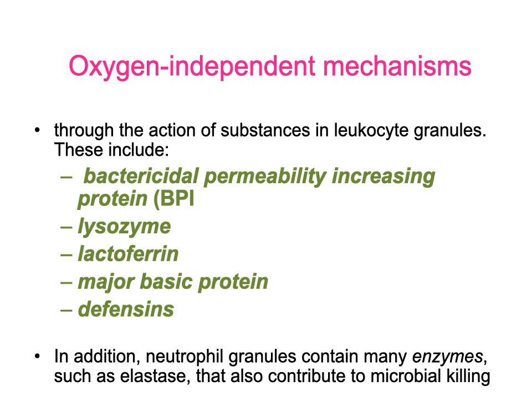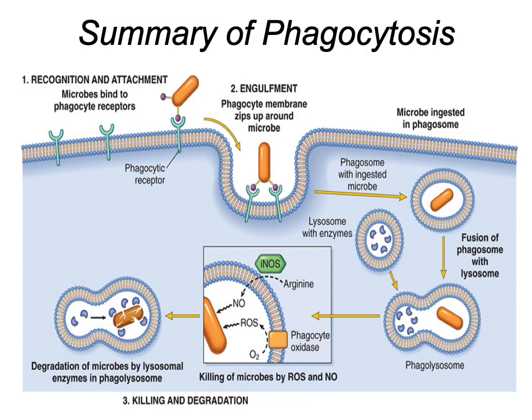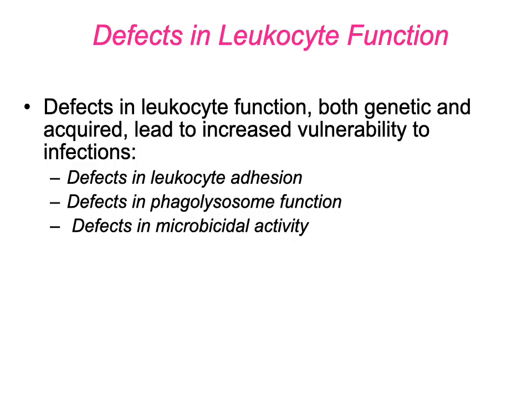You also have other substances that facilitate the killing of organisms apart from this halide system, and these include lysozymes, lactoferrin, MBPs, and defensins. Okay? You have defects in leukocyte function. Kung sa leukocyte adhesion, you have leukocyte adhesion deficiency type 1 and type 2. Phagolysosome function, you have Chediak-Higashi. And then defects in microbicidal activity.